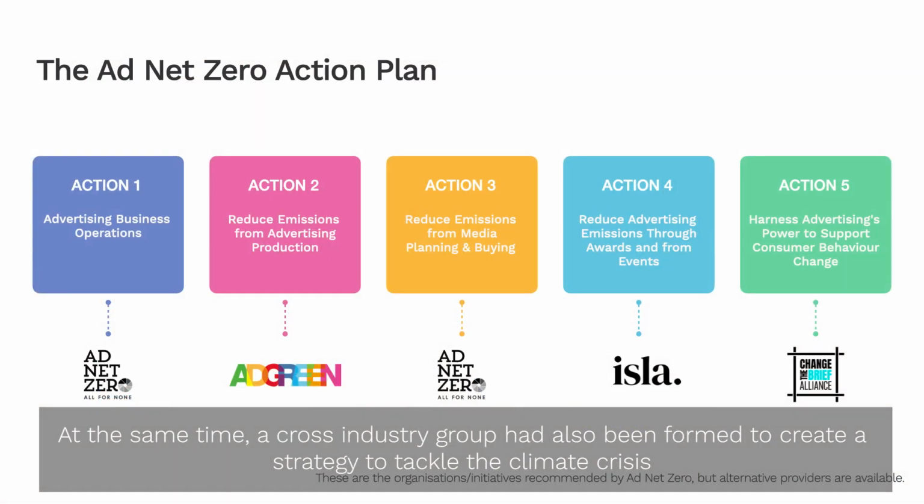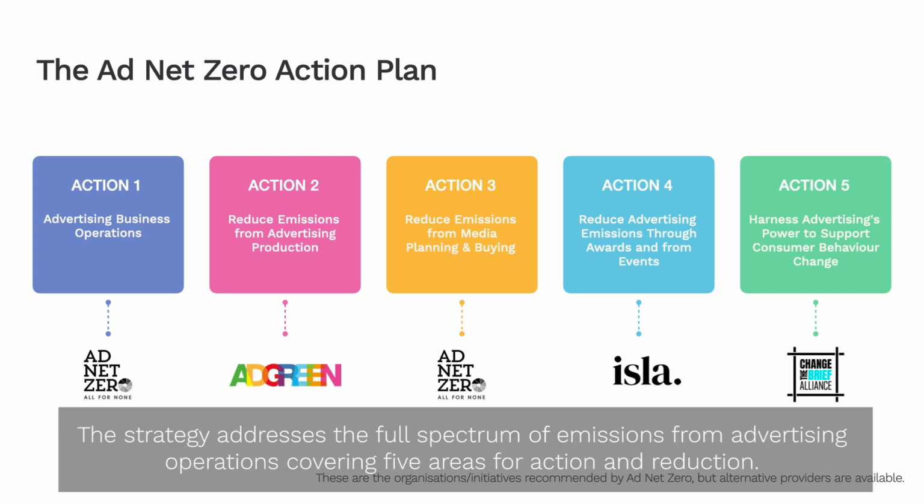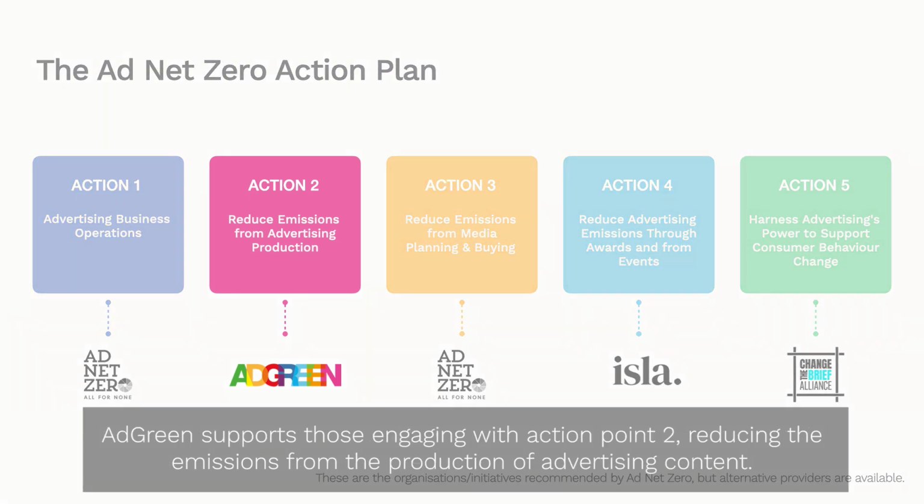At the same time, a cross-industry group had also been formed to create a strategy to tackle the climate crisis across advertising operations. The resulting strategy is called AdNet Zero. The strategy addresses the full spectrum of emissions from advertising operations, covering 5 areas for action and reduction. AdGreen supports those engaging with Action Point 2, reducing the emissions from the production of advertising content.